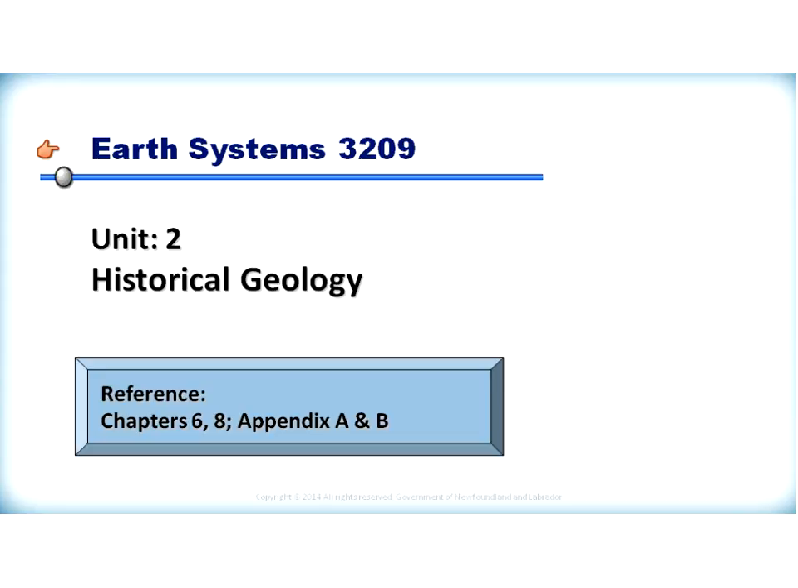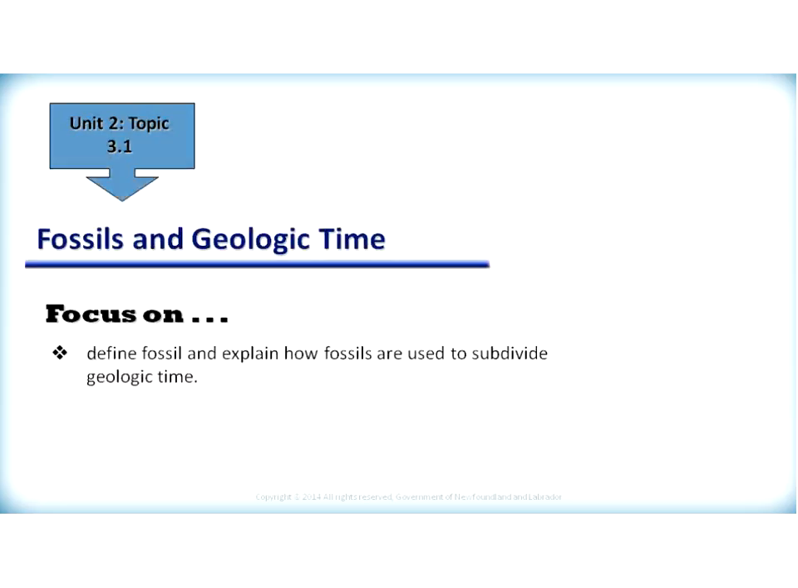Earth Systems 3209, Unit 2, Historical Geology. Text references can be seen in Chapter 6, Chapter 8, Appendix A, and Appendix B. Unit 2, Topic 3.1 will focus on fossils and geologic time. In this presentation, we will focus on defining fossil and explaining how fossils are used to subdivide geologic time.